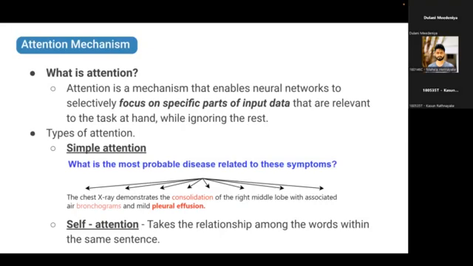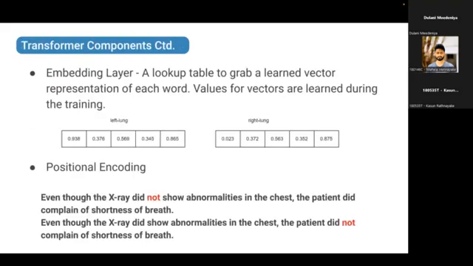So in simple attention, it selectively focuses on words with respect to some external query, as in this first example. The other type of attention is self-attention, which considers the relationship among the words within the same sentence. So what it does is it tries to understand the words according to their context. Next slide. So another two main concepts in the transformer are embedding layer and positional encoding.